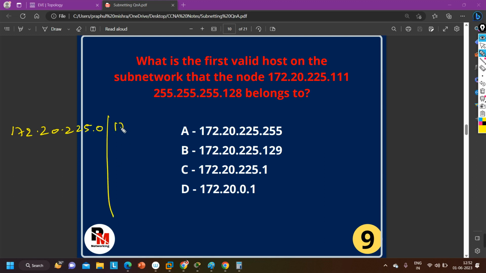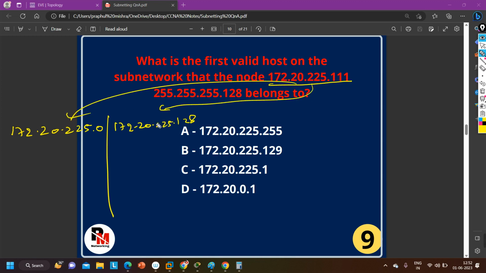The network is 172.20.225.0 and the second network is 172.20.225.128. So this IP address belongs to which network? To this network or to this network? To the first one, the first network. Yes. So it is asking you the first valid IP address of the first network: 172.20.225.1. See, exactly. Your answer was right, brother.